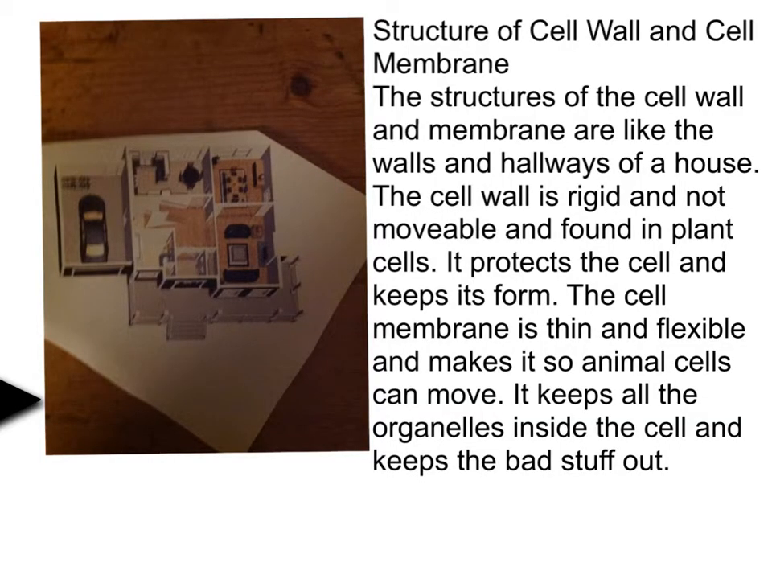The structures of the cell wall and membrane are like the walls and hallways of a house. The cell wall is rigid and not movable and found in plant cells. It protects the cell and keeps its form. The cell membrane is thin and flexible and makes it so animal cells can move. It keeps all the organelles inside the cell and keeps the bad stuff out.